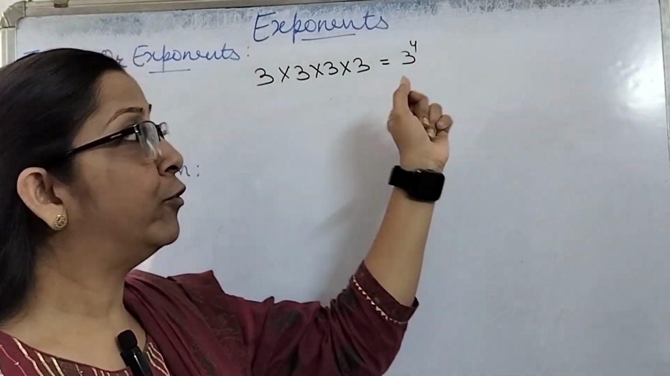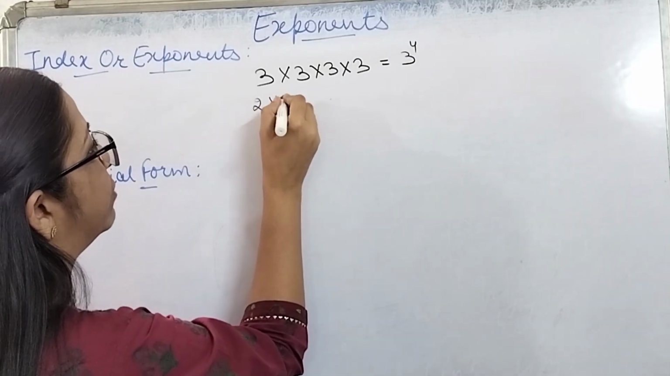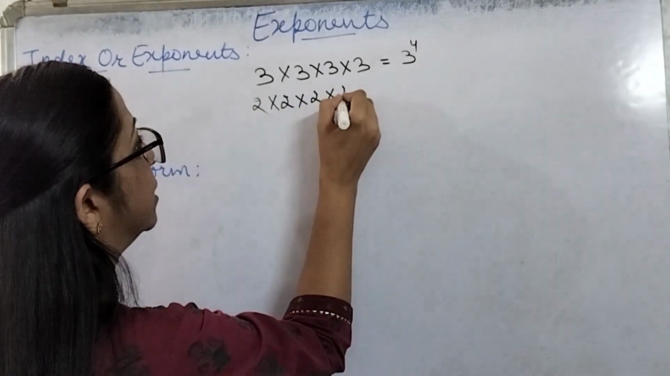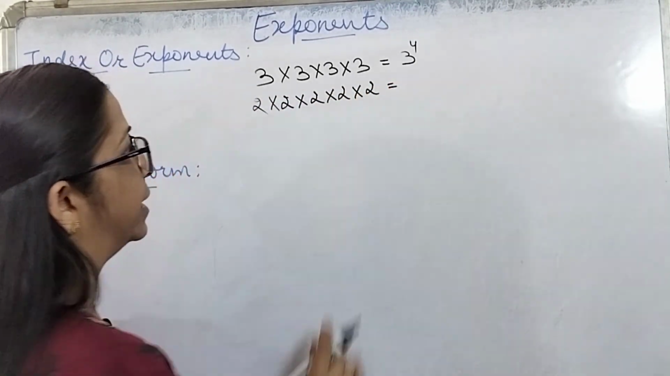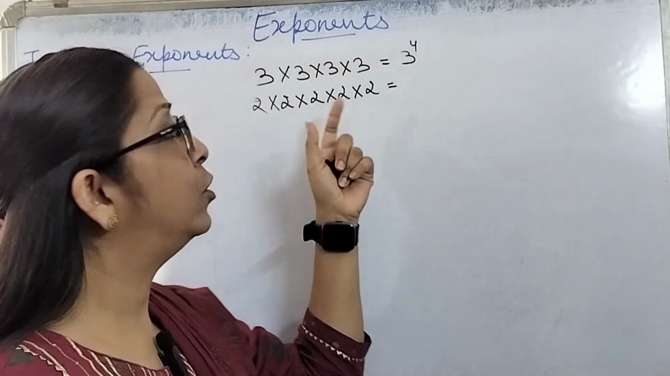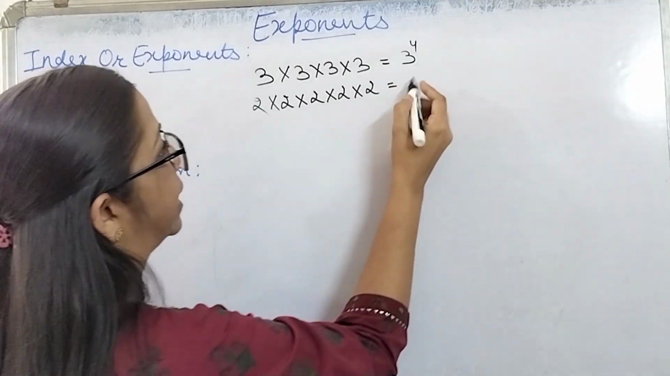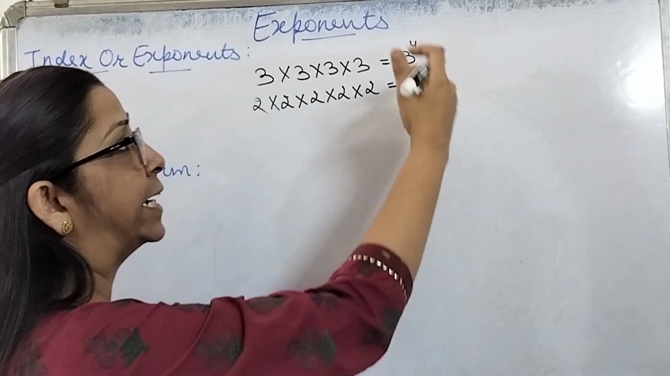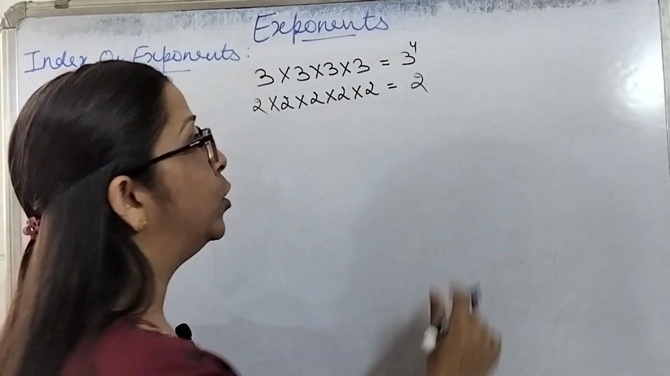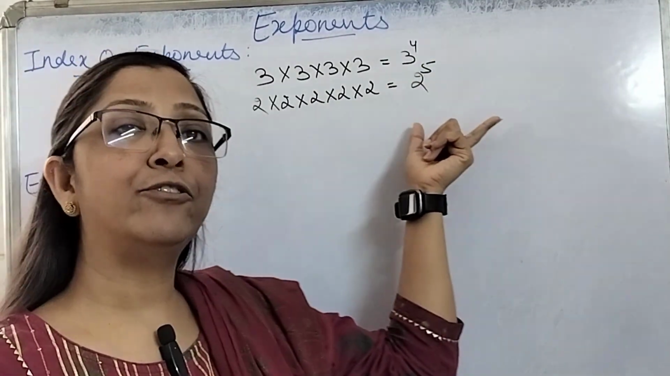Similarly, if there is a number 2 and we multiply it 5 times, the same number is multiplied again and again. Here the number is 2 and we have multiplied it 5 times. So how can we write this expression? It can be written as 2, and slightly raised towards the right of 2 we write 5, because 2 is multiplied 5 times.